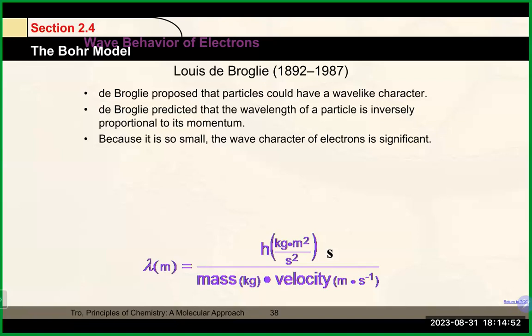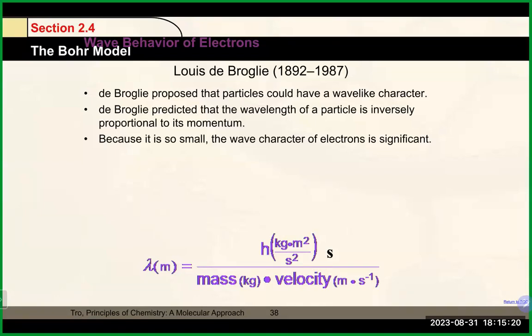He actually didn't do any experiments. He just thought it up, and later experiments were done to prove that it was correct. The idea is sort of like a standing wave. When you pluck a guitar string, you have a standing wave, and you see it moving through space, but it's attached to the guitar. It's not going to go anywhere in that sense.